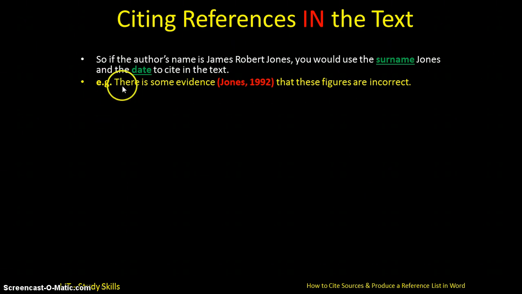And in this example here, the yellow is basically the sentence that we're linking to this author's work. So there is some evidence that these figures are incorrect. And what we've done is we've inserted this author's name and date inside brackets, with a comma between them, to acknowledge that we're saying this wasn't my statement, this is their thought. So we're appreciating their input, we're not claiming it as our own, and that's really important.